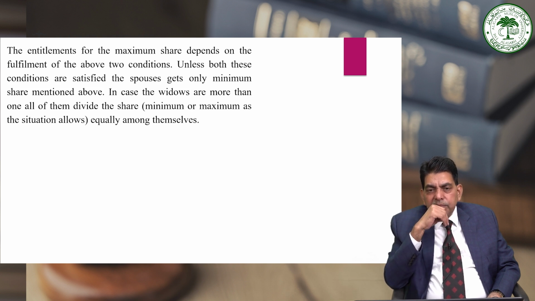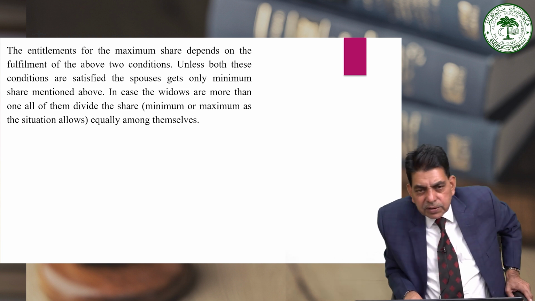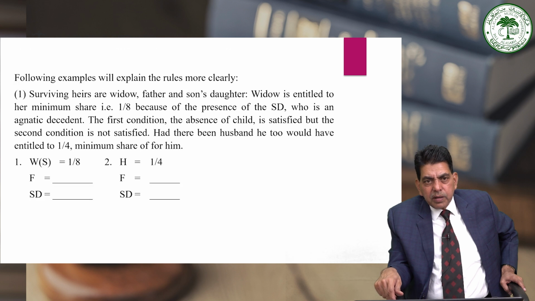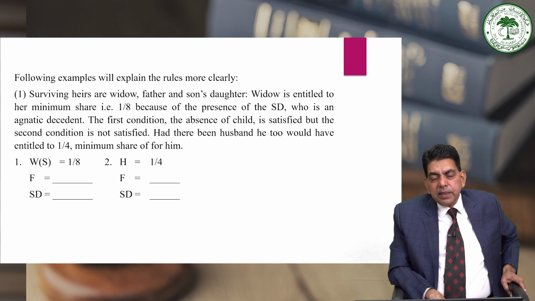If it is the widow of the deceased, she will be entitled to 1/4 provided there is no one from the children class, son or daughter, as well as from the category of the agnatic male or female descendant, that is the son's son, son's daughter, howsoever lower may be. The following examples will explain the rules more clearly, and will make the entitlement of the surviving spouse more clear.